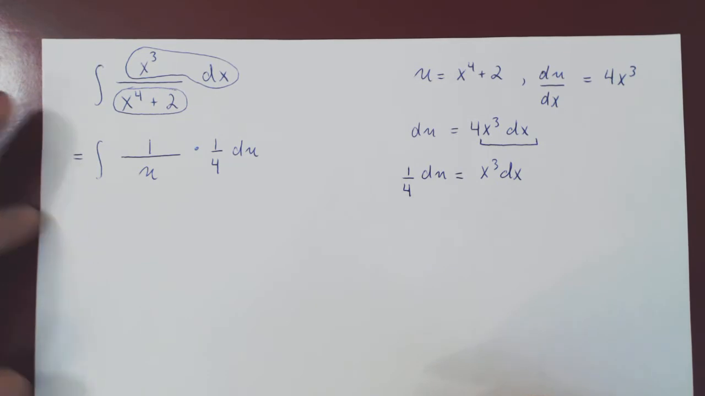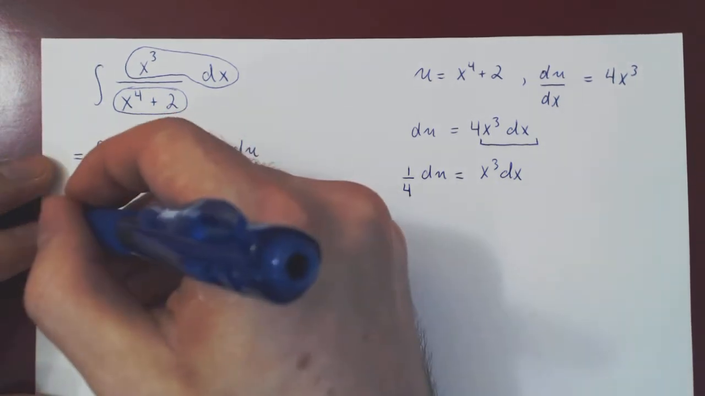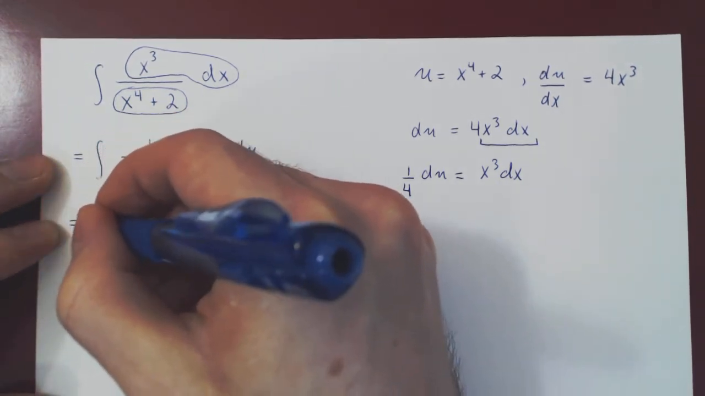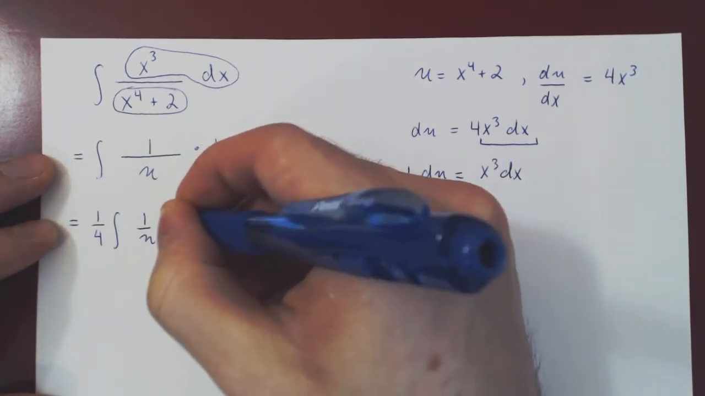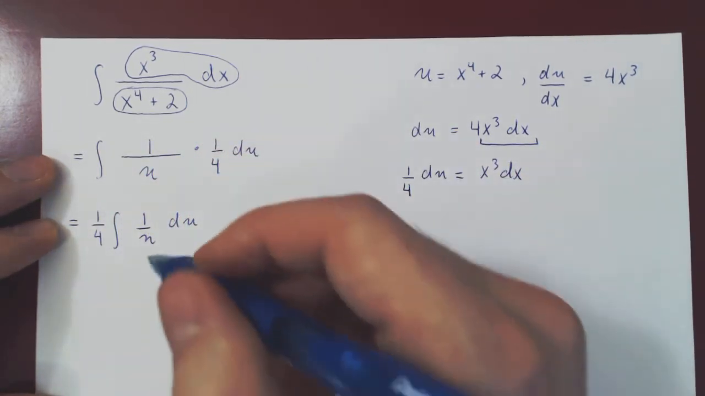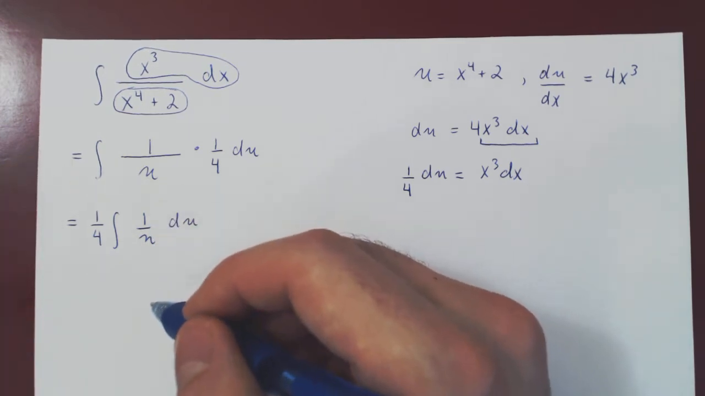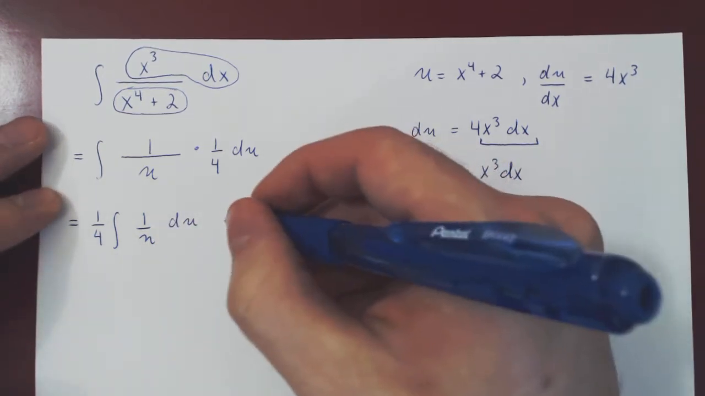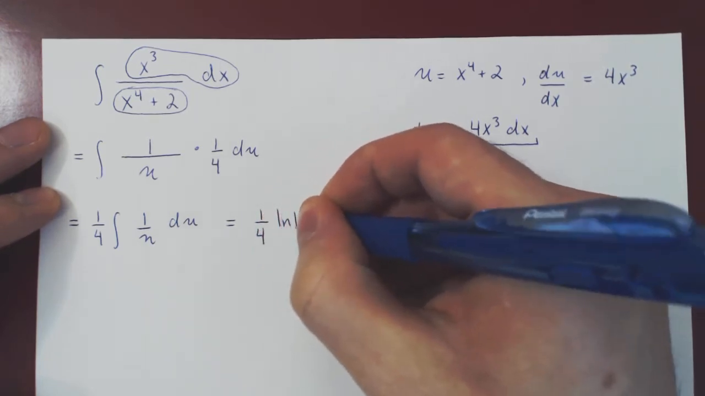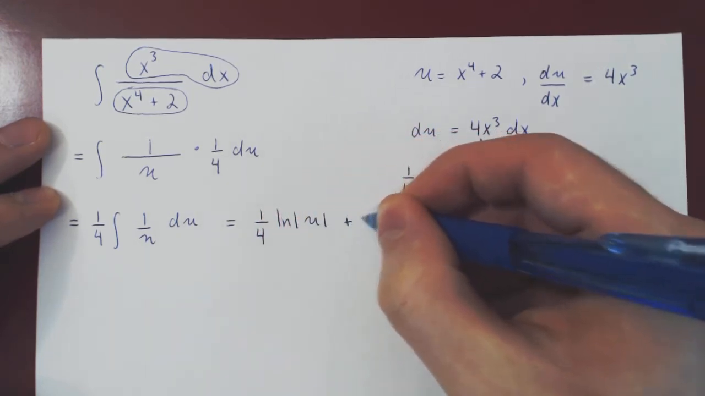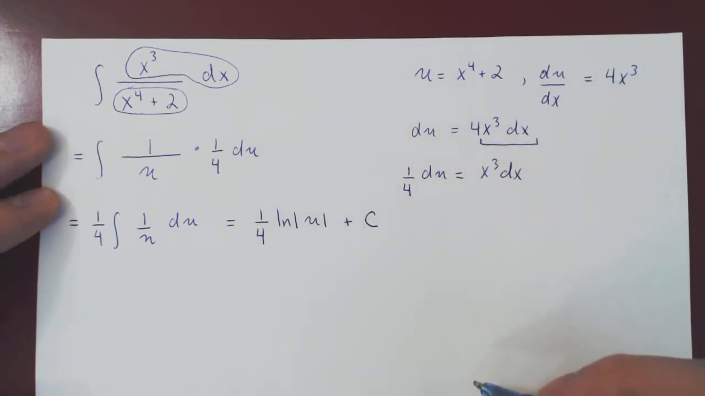Well, the quarter is a constant multiple. It can be factored out of the integral. So you have a quarter integral of 1 over u du. Well, the function whose derivative is 1 over u is, of course, ln of u in absolute value. So all we are left with is 1/4 the ln of u in absolute value, plus, of course, the arbitrary constant of integration. And now we're done with the integration.